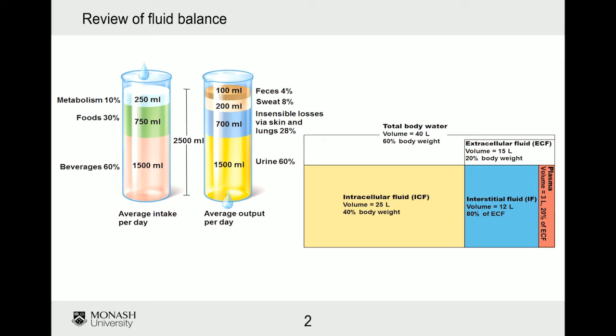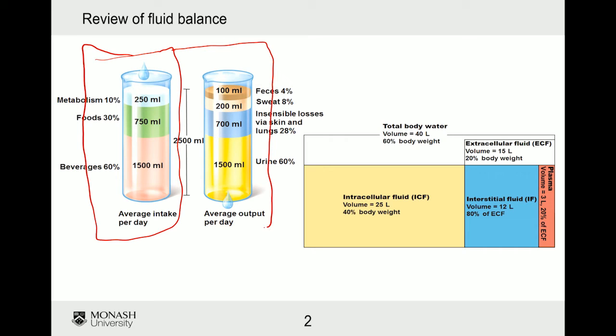So to review fluid balance, this is how your water enters your body. You'll have had a look at this through other topics. This topic we're looking more at the output, particularly the urine, which is your most predominant cause of fluid output. The other important thing to remember is we have intracellular fluid and extracellular fluid. The extracellular fluid is made up of interstitial fluid and plasma. Now, water flows from each compartment to the next depending on its concentration and its makeup.